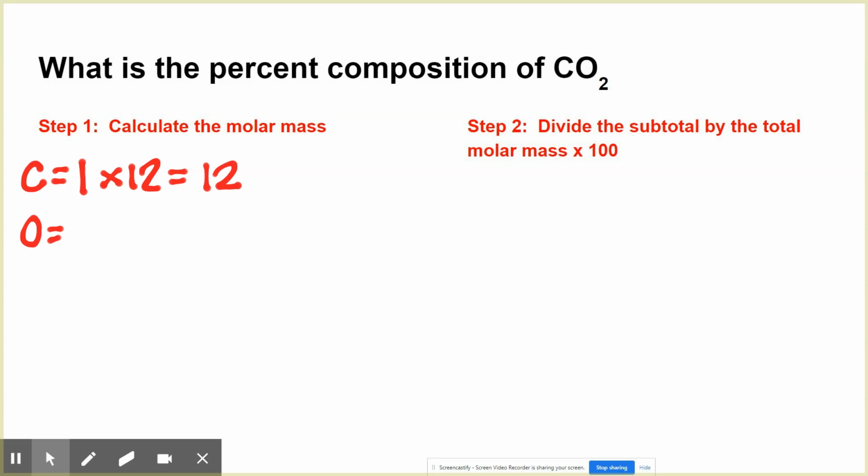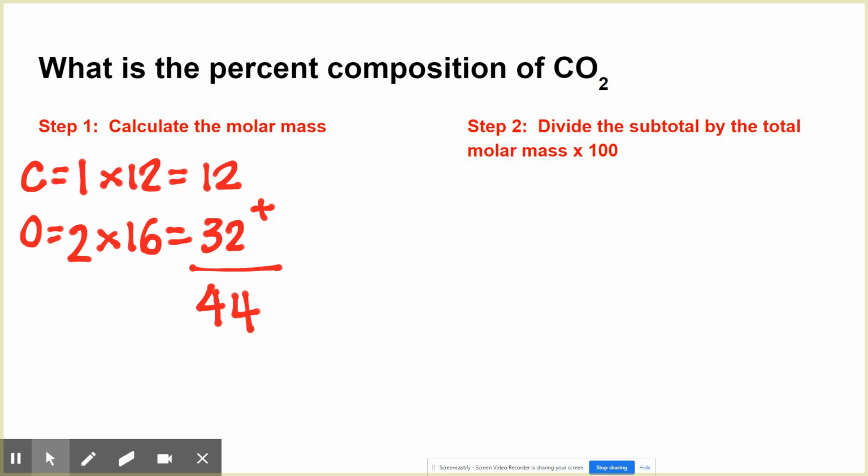How many oxygens do I have? 2. Multiplied by the mass, which is 16, 32. And then you add these two up, you get 44. See it? Now we can do step 2. Step 2, you divide the subtotal for each one by the total, multiply by 100. So percent C would be 12 divided by 44 times 100. And what would be that answer right there? It would be 27.3%.